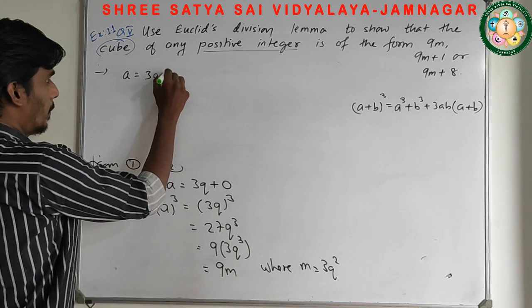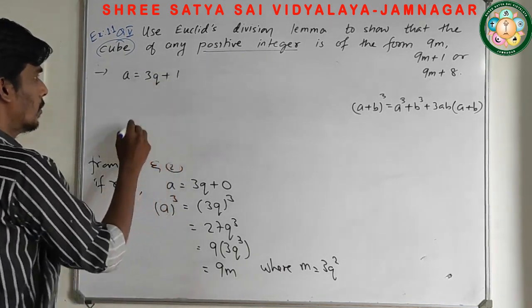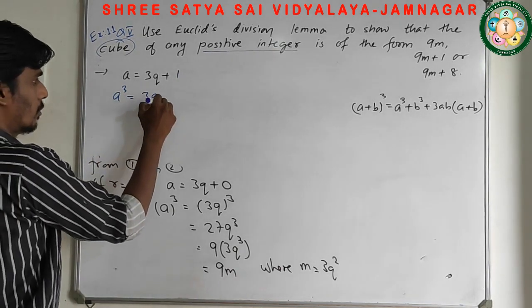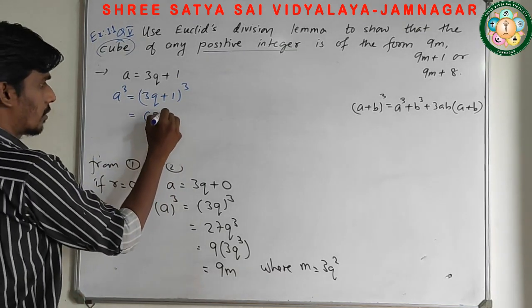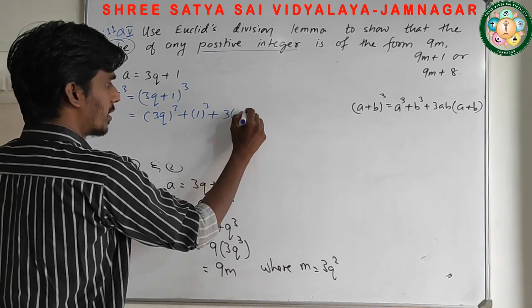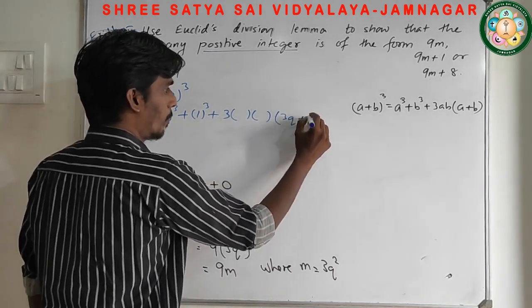3q plus remainder is how much? 1. So cubing both the sides, a cube equals to (3q plus 1) whole cube. So it's (3q) cube plus 1 cube plus 3 into a b, (a plus b) means 3q plus 1.